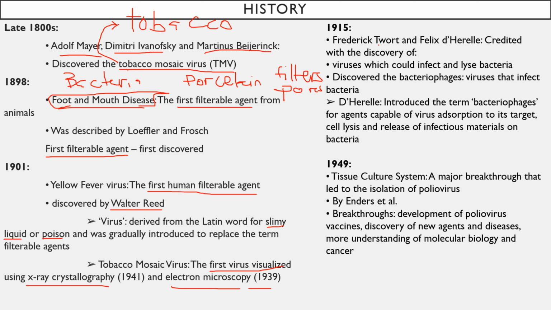Then in 1915, Frederick Twort and Felix d'Herelle were credited with the discovery of viruses which could infect and lyse bacteria. So they were able to discover what we call bacteriophages class. Itong bacteriophages na to, these are viruses that would target bacteria. D'Herelle introduced the term bacteriophages for agents capable of virus absorption to its target, followed by cell lysis and release of infectious material on bacteria.